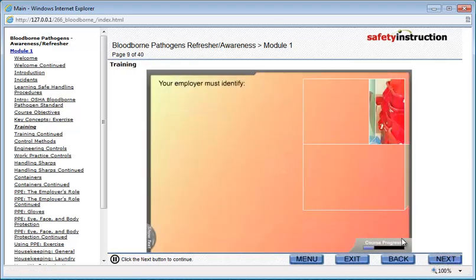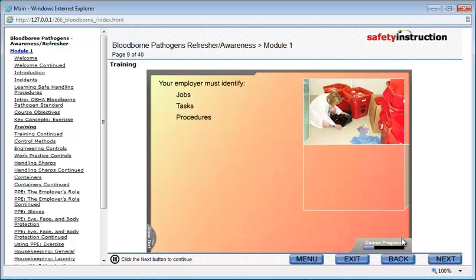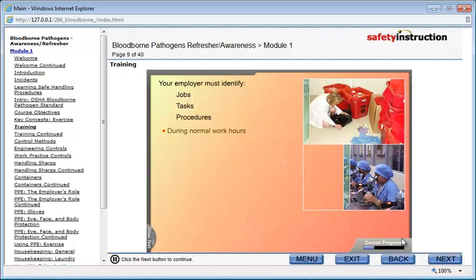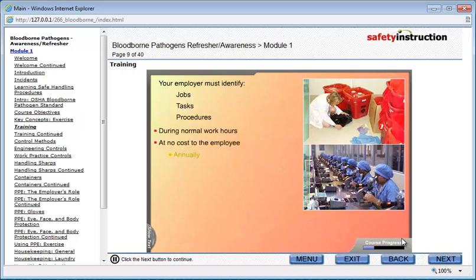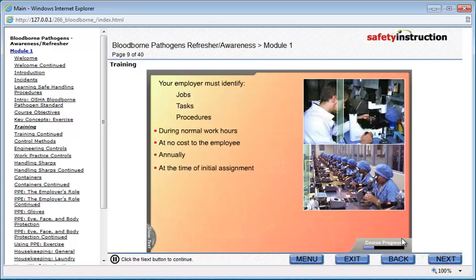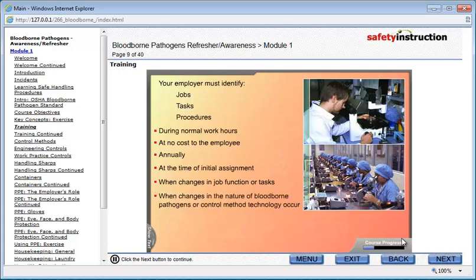Your employer must identify all jobs, tasks, and procedures involving occupational exposure and record and provide training during normal work hours, at no cost to the employee, annually, at the time of initial assignment to jobs or tasks where occupational exposure may take place, when there are changes in job function or tasks, and when changes in the nature of bloodborne pathogens or control method technology occur.